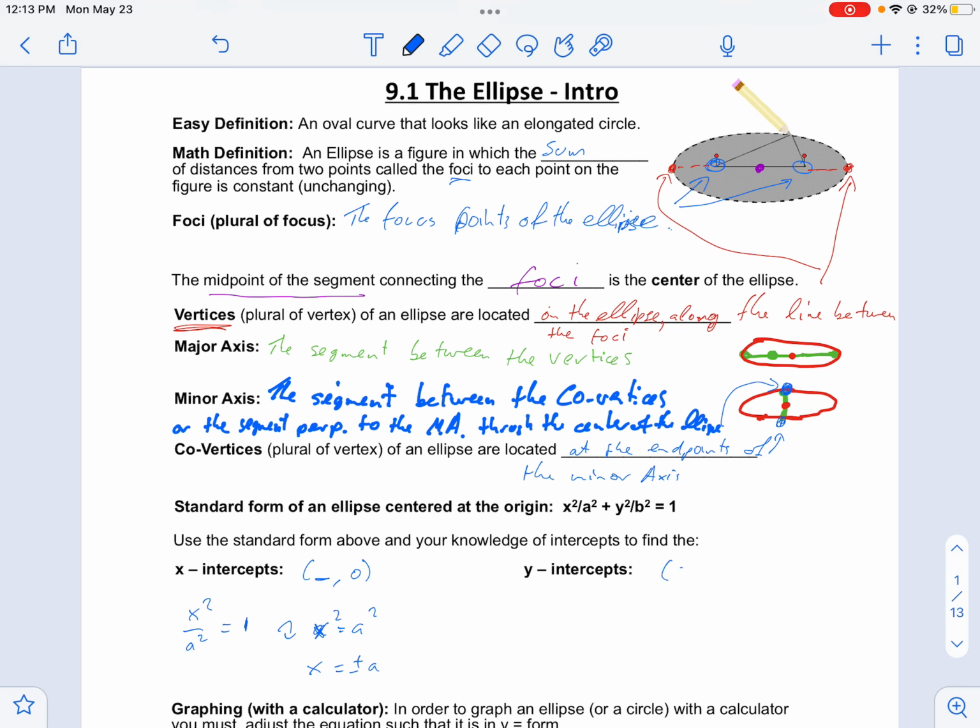And then for the y-intercept, you have a 0 for x and a y here, and that's when y squared divided by b squared equals 1. So y squared equals b squared, and therefore y equals plus or minus b. All right, so we're going to graph in the next video.